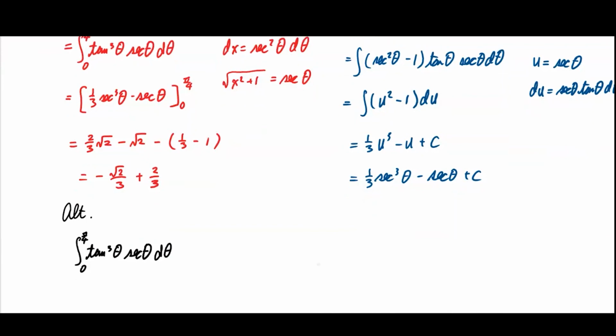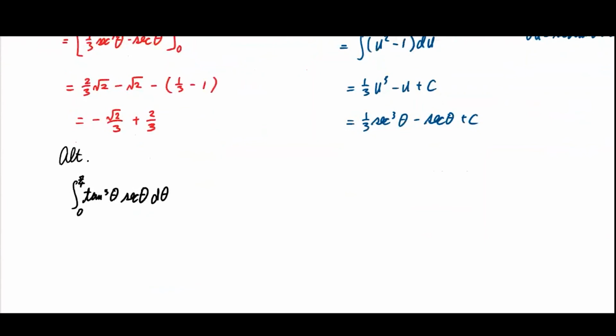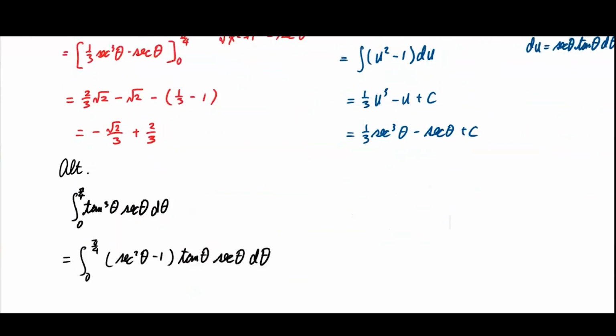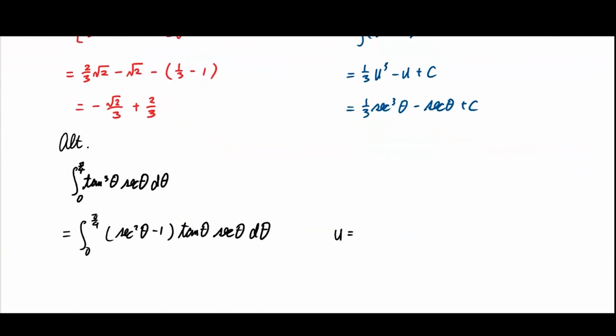Okay, now we just make a u substitution here. Oh well, we still have to do this part. 0 to pi over 4, and this is secant squared theta minus 1, and then we have tangent theta, and then secant theta d theta, right? This much is the same, I'm basically doing this over, but carrying the limits of integration. You get it?